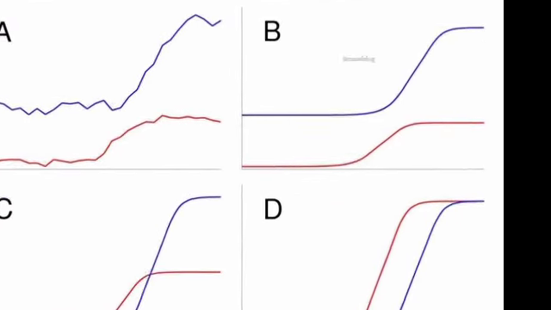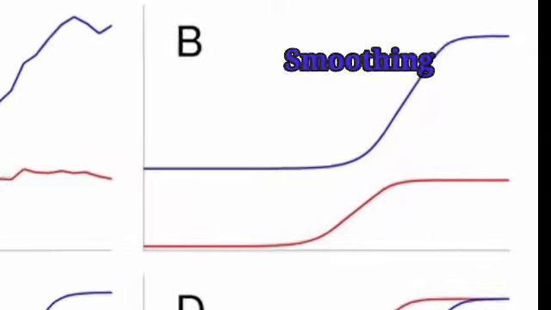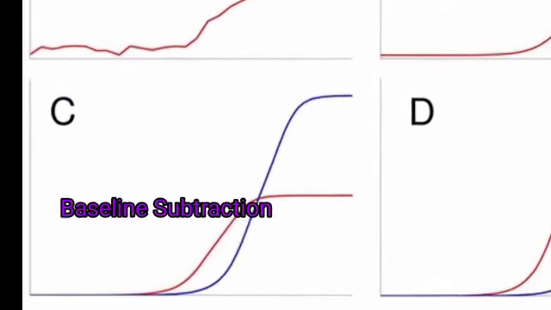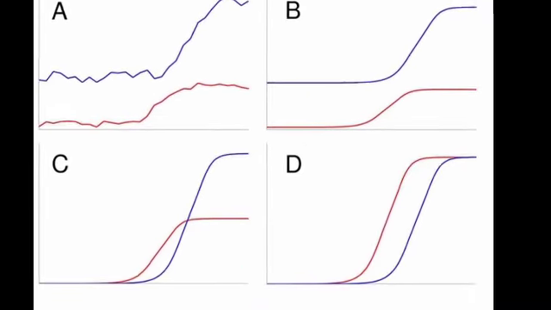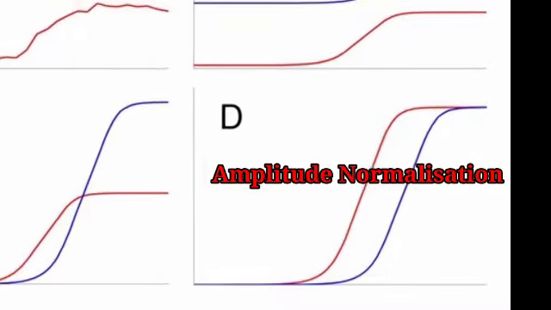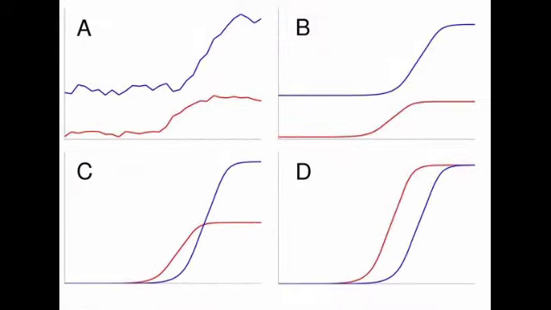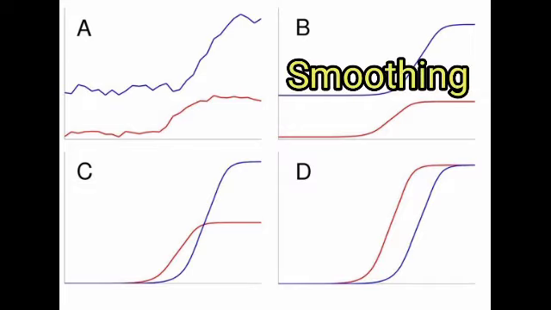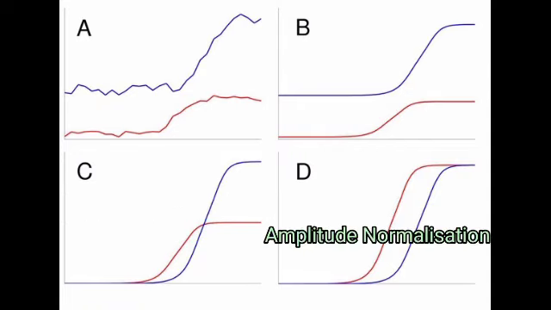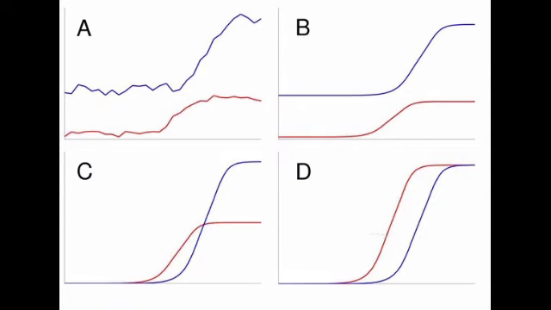B, and the baseline subtraction in the C diagram, and finally giving us our final sigmoidal curve, as we can see in D. So here we can see the raw data has undergone smoothing in B, baseline subtraction in C, and finally amplitude normalization in D to give us our exact sigmoidal shaped curve.